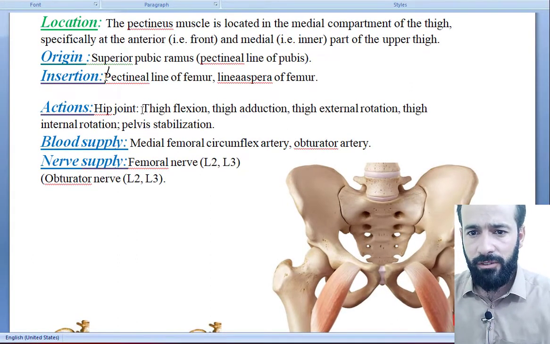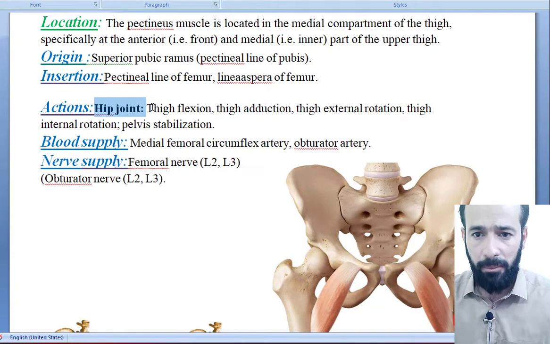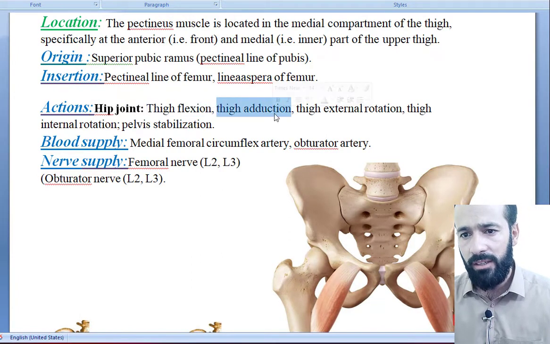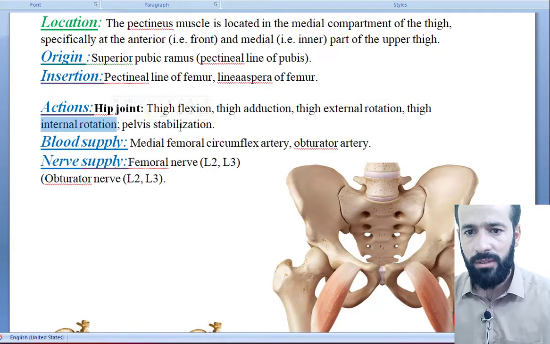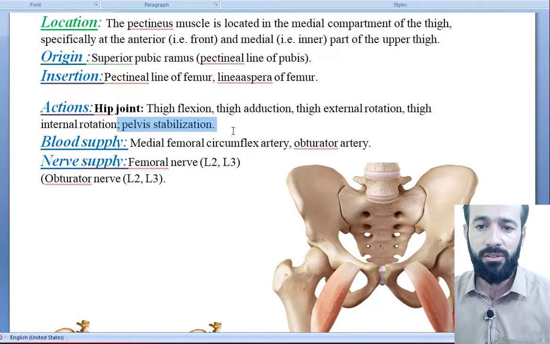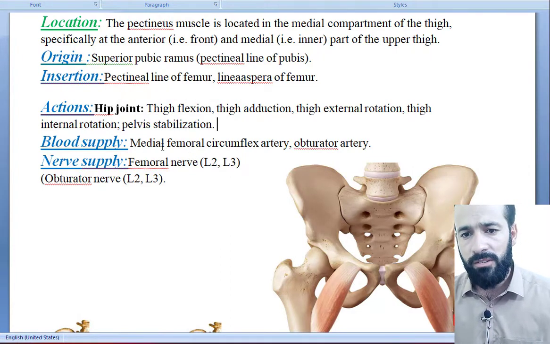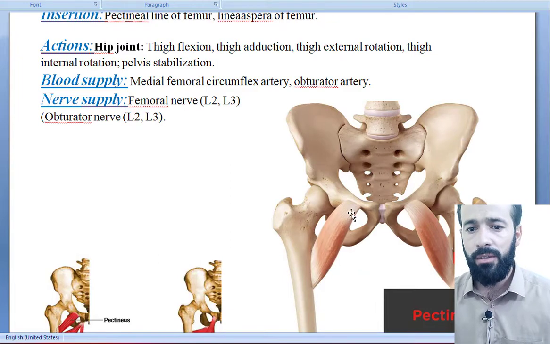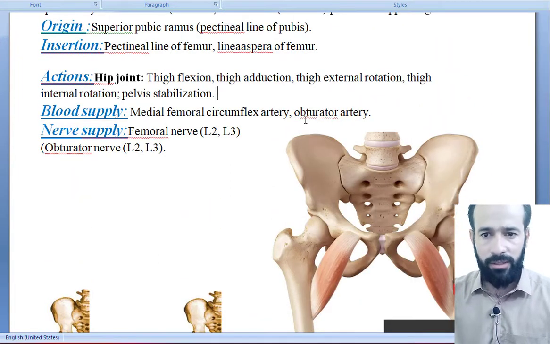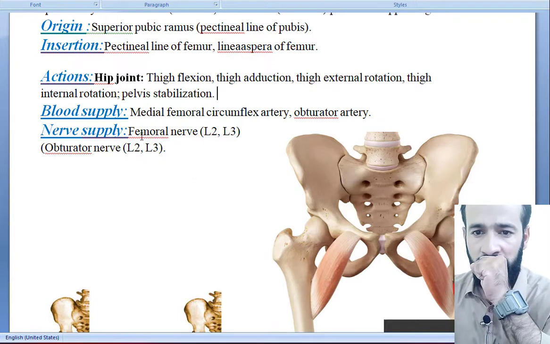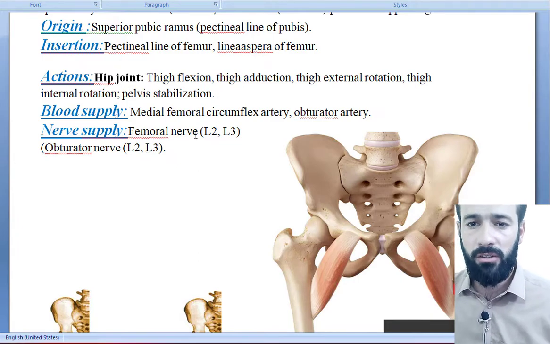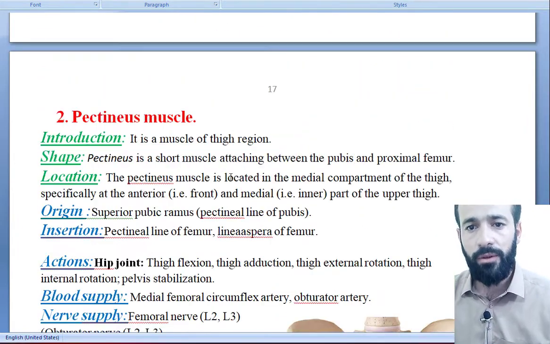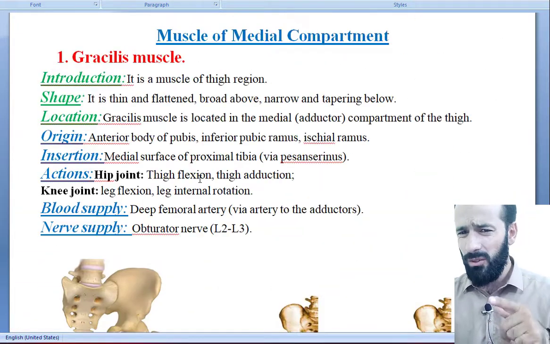What are its actions? The actions of the pectineus muscle at the hip joint are thigh flexion, thigh adduction, thigh external rotation, right? And thigh internal rotation. And it also helps in stabilization of the pelvis, right? What is its blood supply? It gets its blood supply from the medial femoral circumflex artery and obturator artery, and it is innervated by the femoral nerve and obturator nerve from L2 and L3. So it is innervated by the obturator nerve.